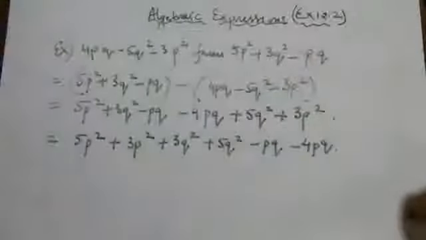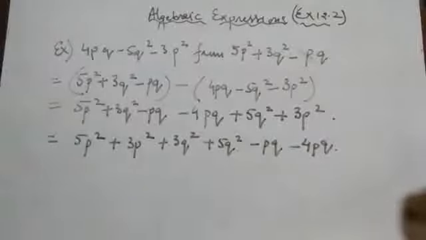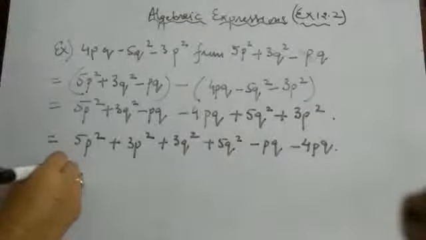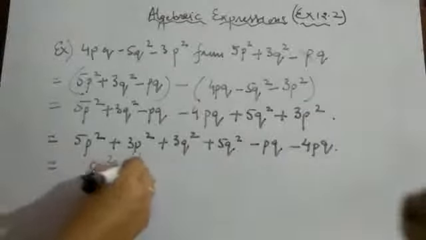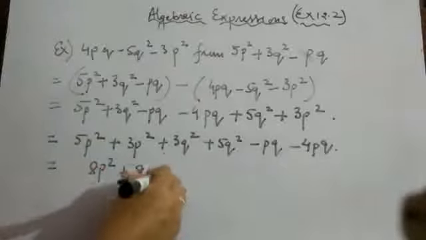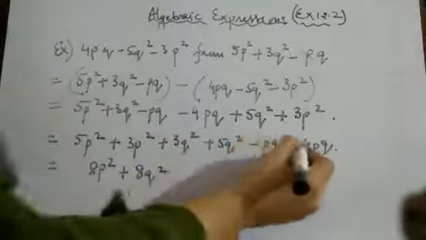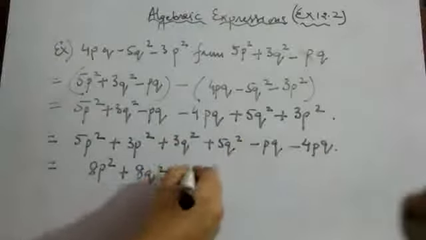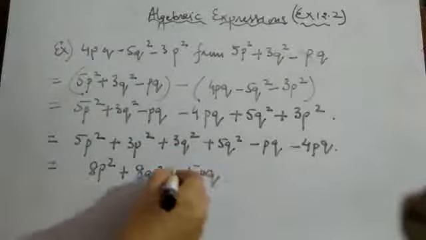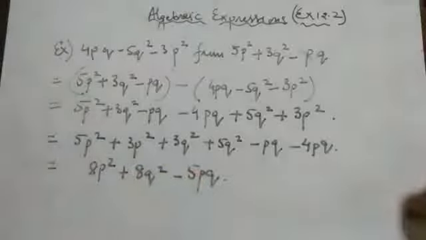How easy it has become, right? There are least chances of mistakes here. So 8p square plus 8q square, 5 and 3 is 8, 5 and 3 is 8, minus 1 minus 4 is minus 5pq.